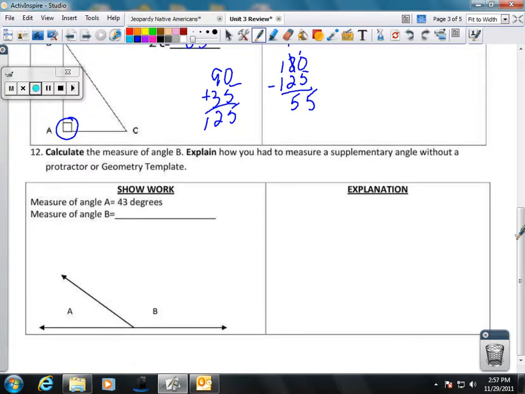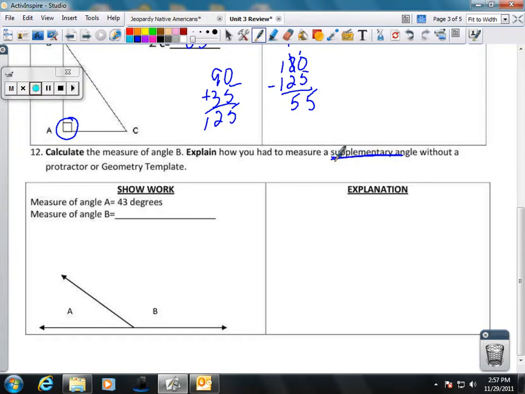I have one more question to go. Oh, Felicity's telling me I have 2 more questions to go. Calculate the measure of angle B and explain how you know what supplementary angles are.